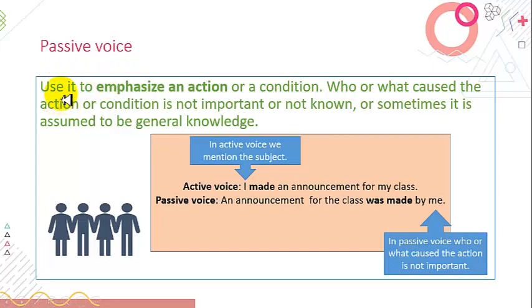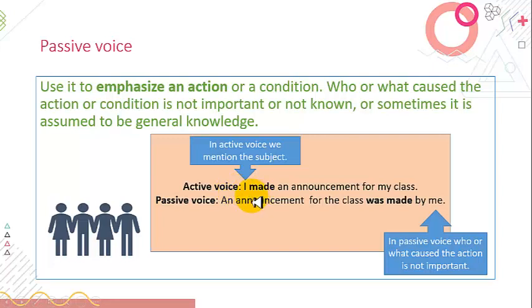Passive voice. Use it to emphasize an action or a condition. Who or what caused the action or condition is not important or not known. Or sometimes it is assumed to be general knowledge. Here we have two sentences. The first one is active voice, and the second one is passive voice.